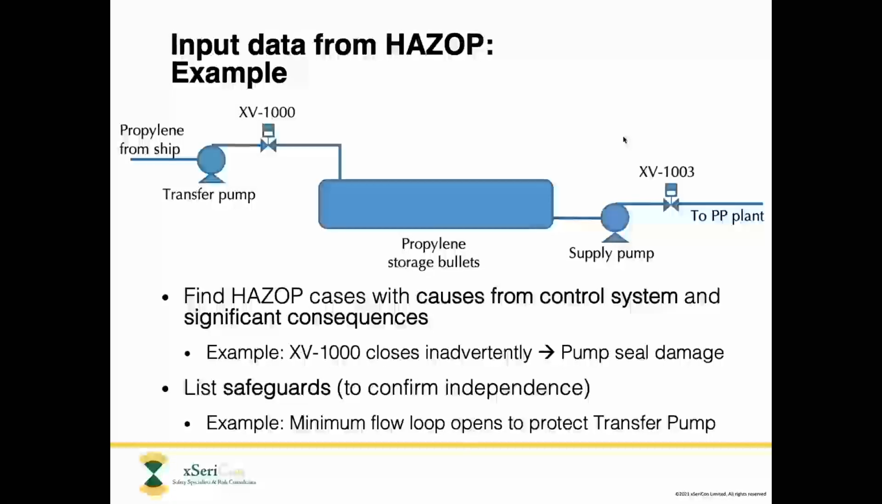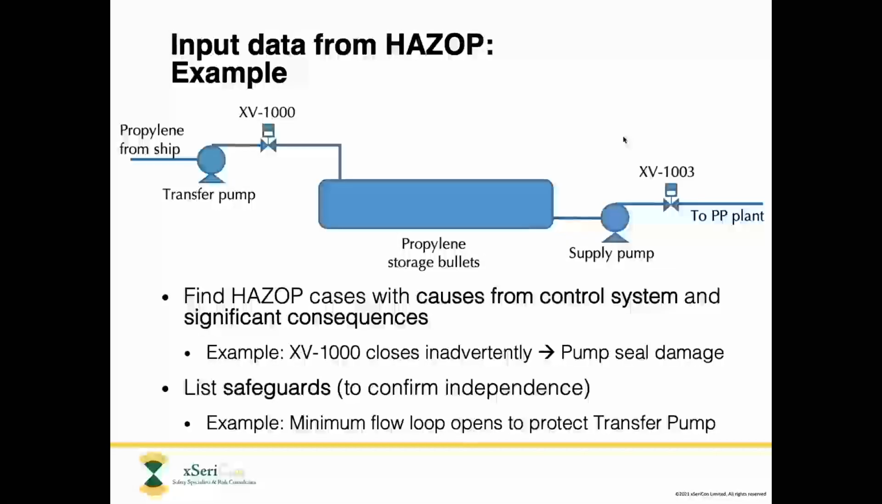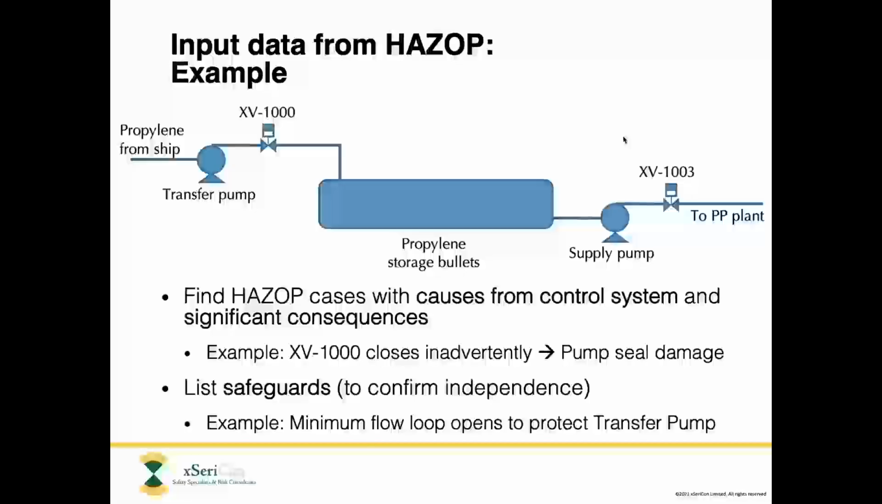This little diagram shows part of a system that might be used for transferring propylene from a ship into an intermediate storage facility, from where it can then be sent onwards to a polypropylene plant. Now, supposing that the shutdown valve on the inlet of the storage bullets closes inadvertently while we're transferring propylene from the ship. If the transfer pump continues to run, then it could be deadheaded, which might, after a while, lead to some seal damage of the pump, and eventually, in the worst case, that might result in a leak and potentially a fire.